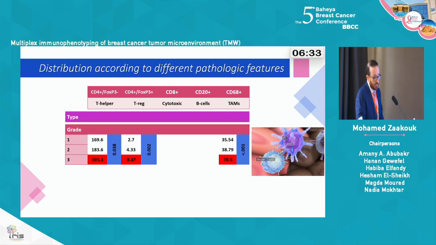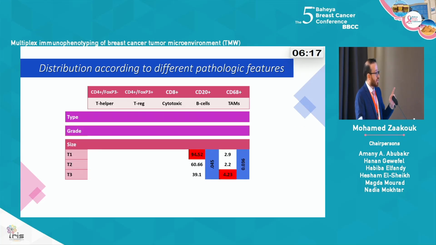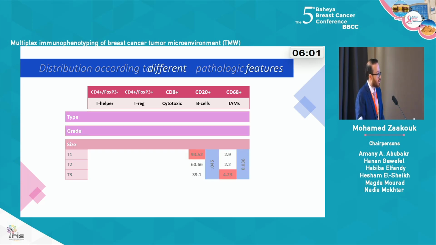Further, for the grade, the Treg cells and the tumor-associated macrophages were more dominant in grade 3 cancers. And as well, the T helper cells were, in our study, more in the grade 3 cancers, but they have been associated with better overall survival. And this is for the tumor size. Tumor-associated macrophages are much higher in T3, and the cytotoxic and B cells were more in T1.